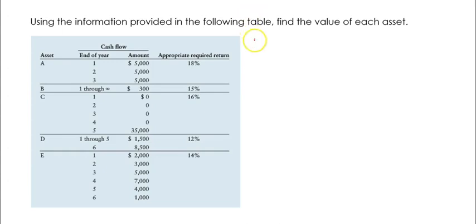So asset A, at the end of each year, it pays $5,000. So if we put that on a timeline, it pays $5,000 every year for 3 years. We want to know what's its value today. This looks like an annuity to me, so nice and simple.